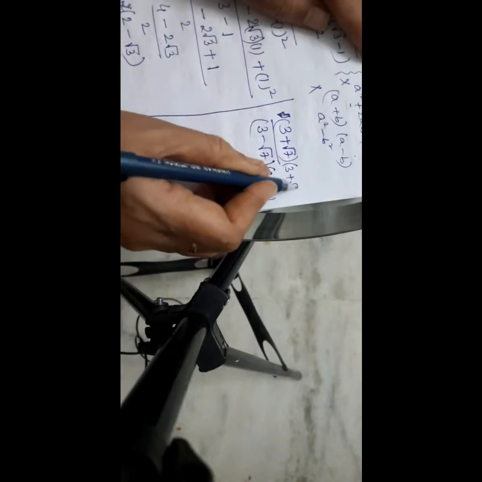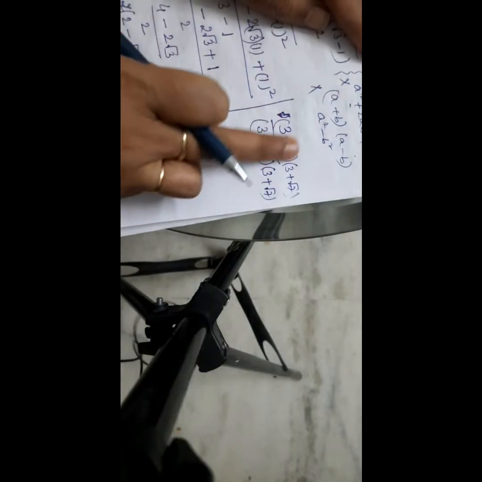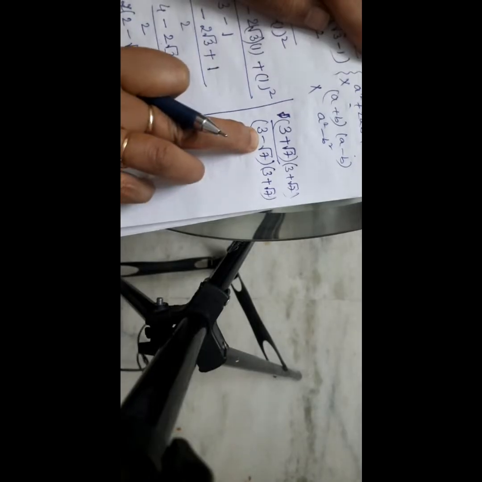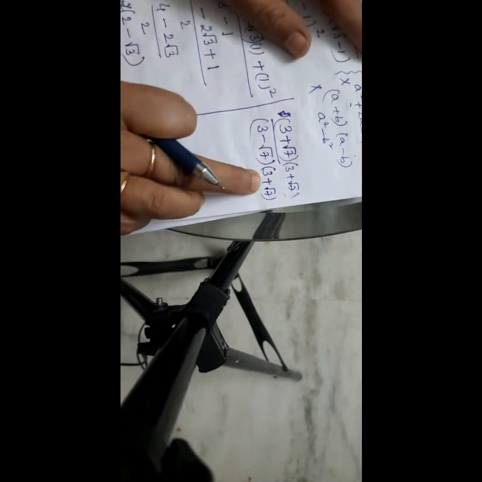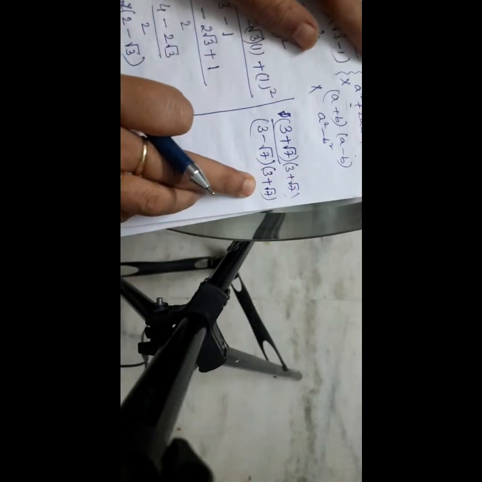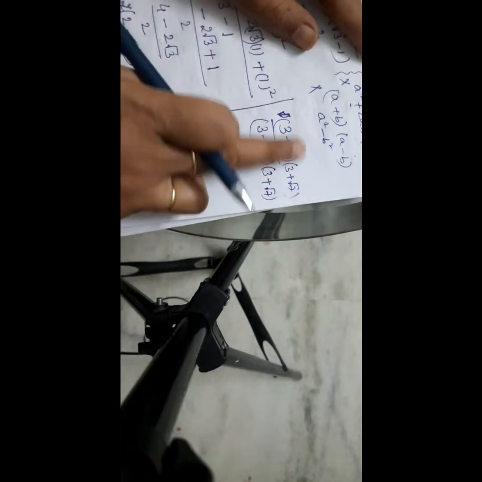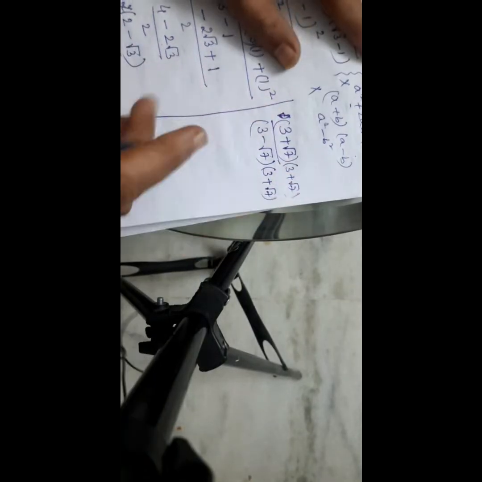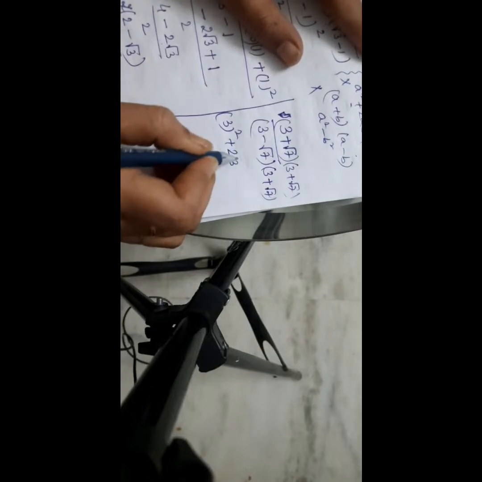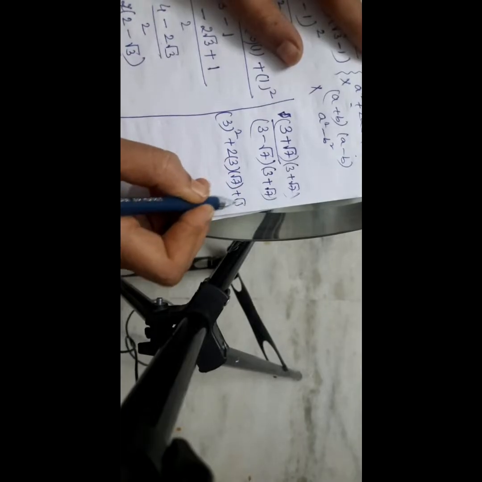3 plus root 7. Always see only the denominator, no need of the numerator. 3 minus root 7 is there. We took the opposite of minus, that plus is taken, and we multiplied both numerator and denominator with that. So both are same. It is the a plus b whole square identity. That is a square plus 2ab plus b square.